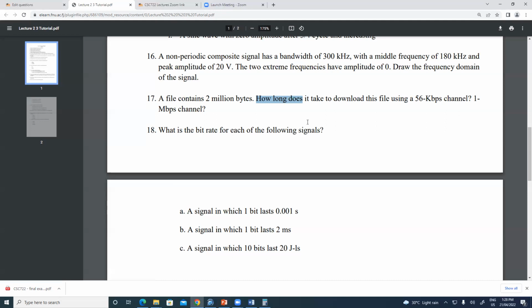So the file contains 2 million bytes. And it says, how long does it take to download this using a 56 kilobits per second channel? Right? So 56 kilobits, we can leave it at kilobits per second, or we can convert it to bits per second. So let's say we just leave it as kilobits per second, then how will we do this one?